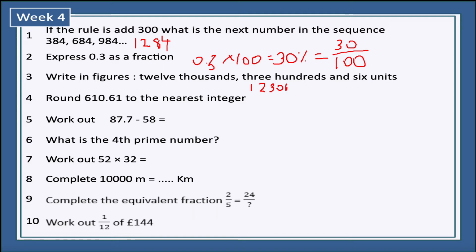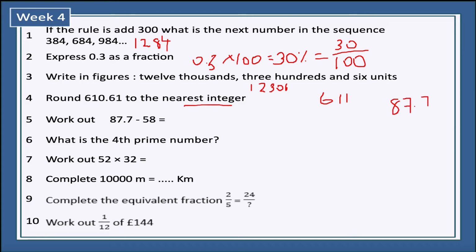Round 610.61 to the nearest integer. Well, that's going to be 611, because it's closer to 611 than it is to 610. Remember, integer means whole number, guys. Okay, this is question number 5.